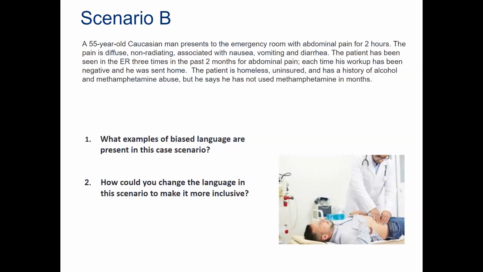The patient is homeless, uninsured, and has a history of alcohol and methamphetamine abuse, but he says he has not used methamphetamines in months. Question 1, what examples of biased language are present in this case scenario? Question 2, how could you change the language in this scenario to make it more inclusive?